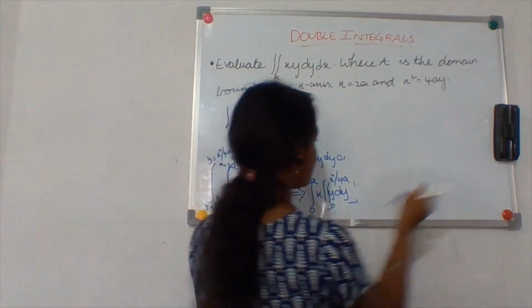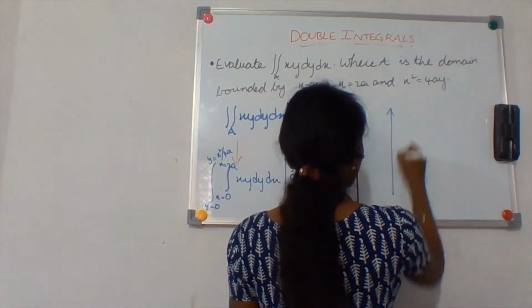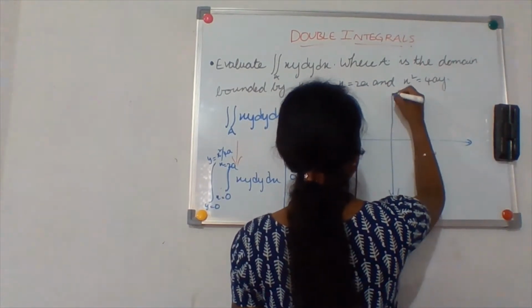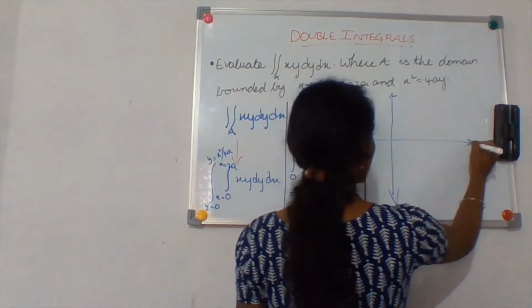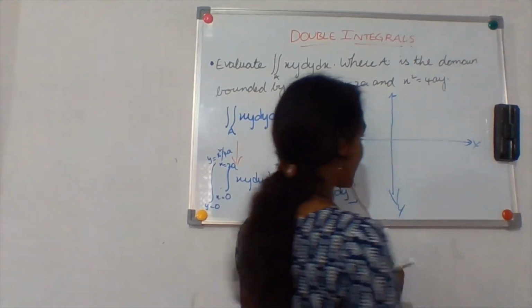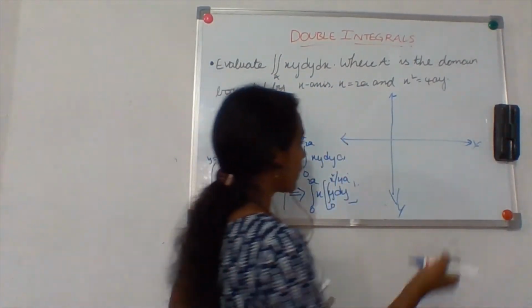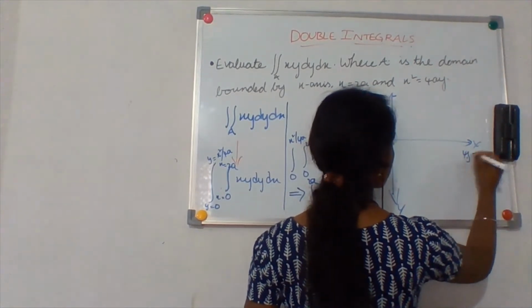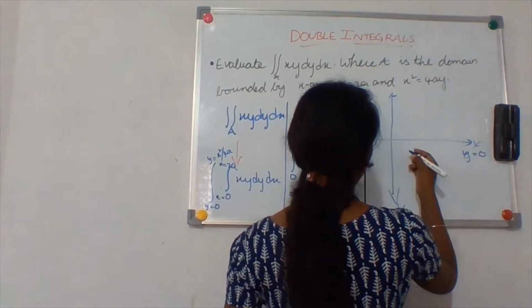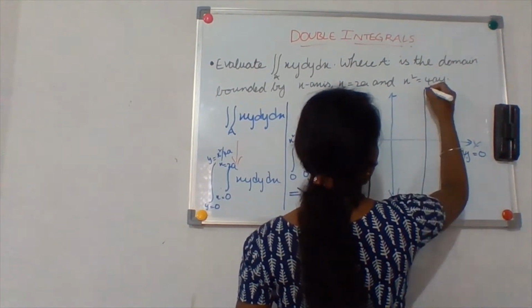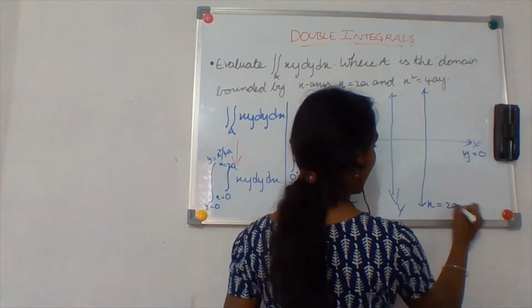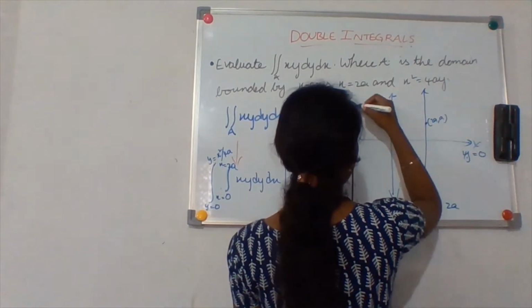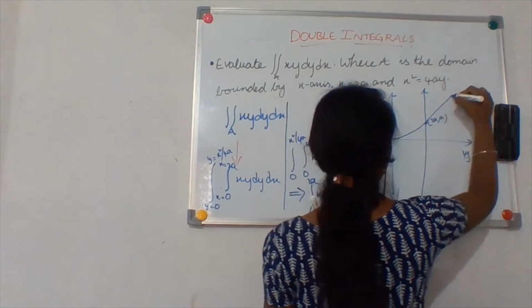So if these are the axes, this is the x-axis and this is the y-axis. I'll draw the curves also for you. This is y equals 0, that is the x-axis, and you have x equals 2a and a point 2a comma a, and a parabola which passes through this point.